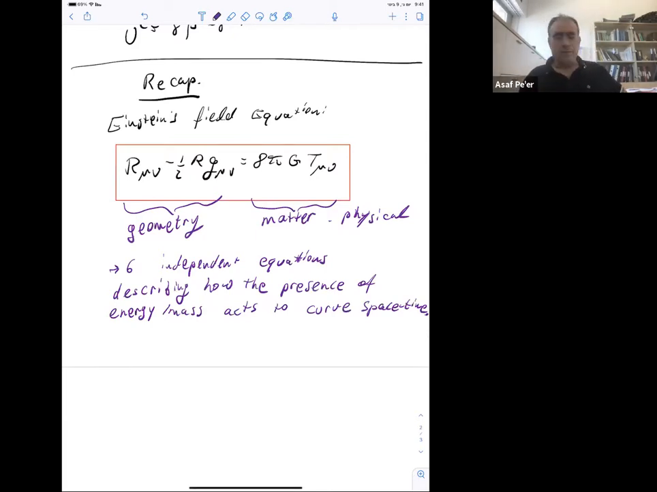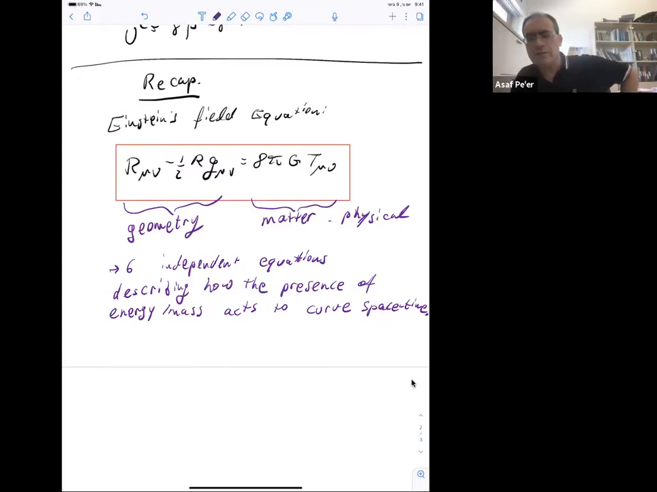I say it's extremely difficult. The first solution was actually found quite shortly after Einstein wrote the equation. The equation was written in the famous paper in 1915. Already a year later, Karl Schwarzschild found a solution, known after him as the Schwarzschild solution.